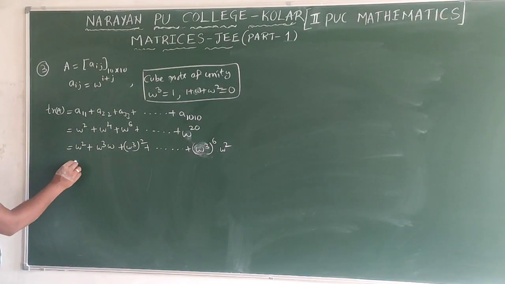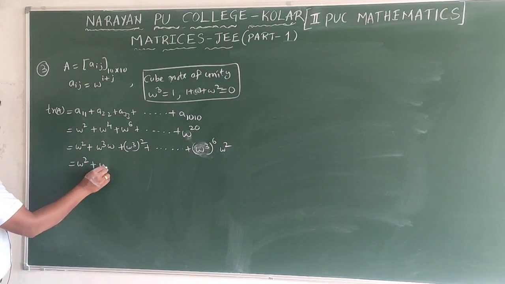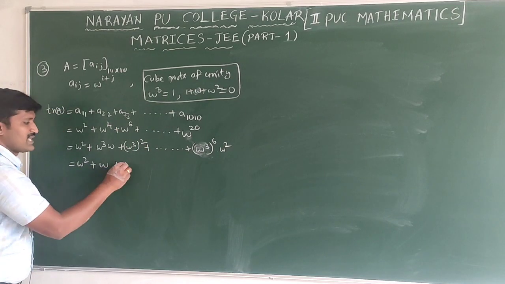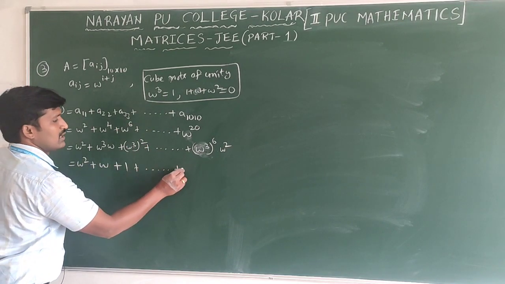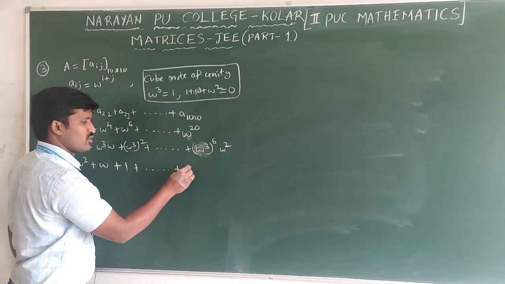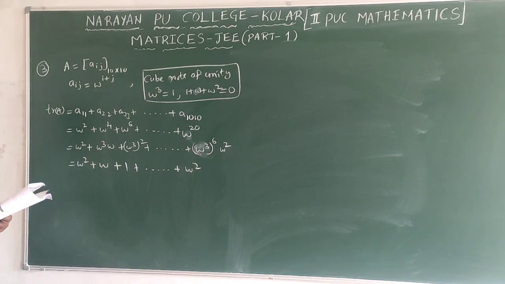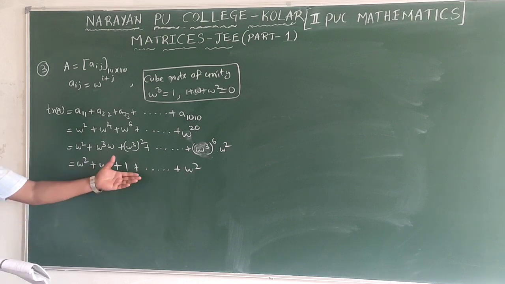Now if we simplify this, omega square. Omega cube is 1, so 1 into omega is omega, plus 1, plus and so on. Omega cube is 1, power 6 is 1 only, now remaining omega square. Like this, any number you take, you never get the smallest number. 0 is not given, 1 is not given, 3 is not given; these numbers you never get in this case.